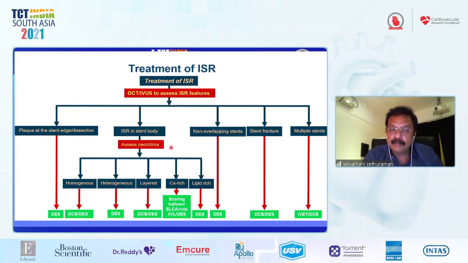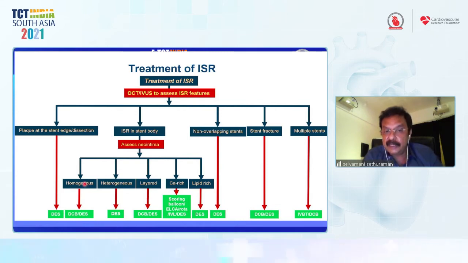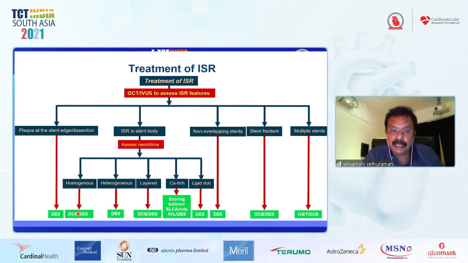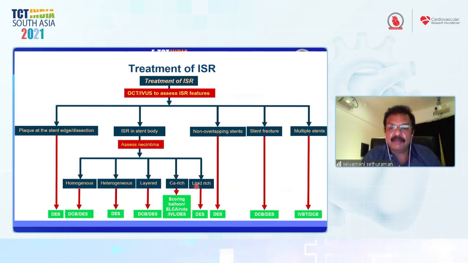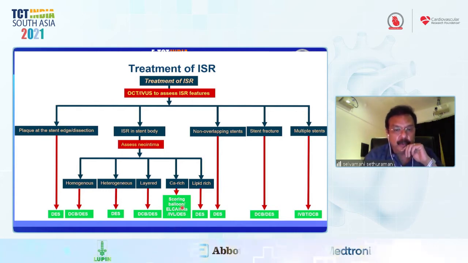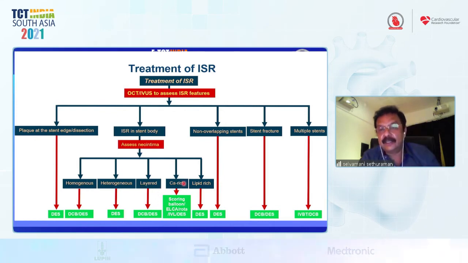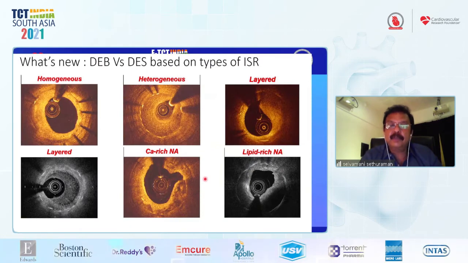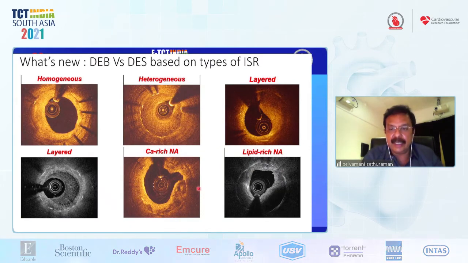In the ISR, which is inside the stent body itself, we have different options. If it is a homogeneous in-stent restenosis, many times you can get away with a drug-eluting balloon itself. But if it's heterogeneous, calcified, very lipid-rich, in such cases probably you require a drug-eluting stent again. And if calcium-rich, probably IVL, or you need a rota or cutting balloon. So many options are needed in taking a decision for that. And this is the image of homogeneous, where it is very clear. This is heterogeneous and layered.